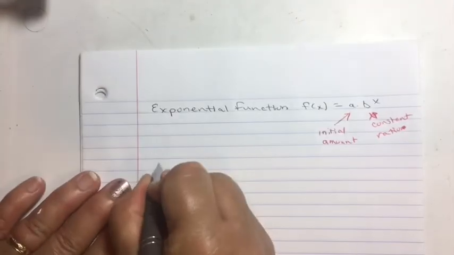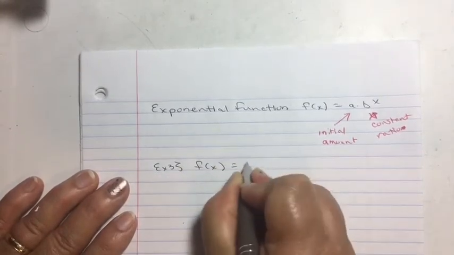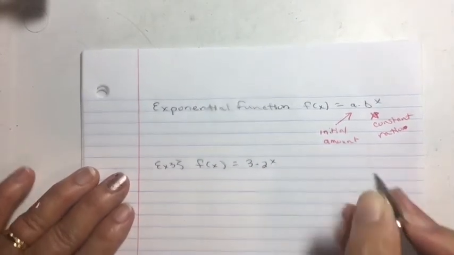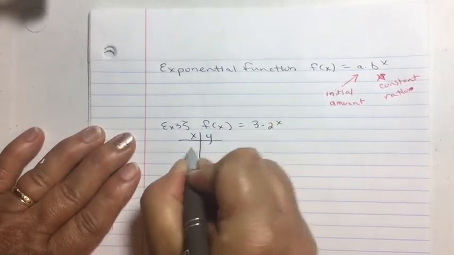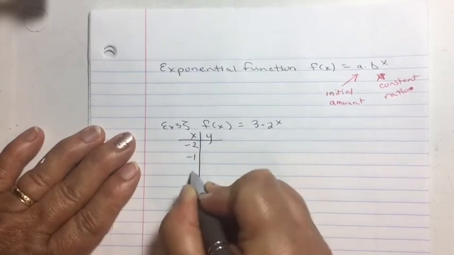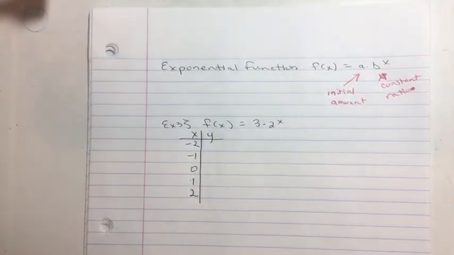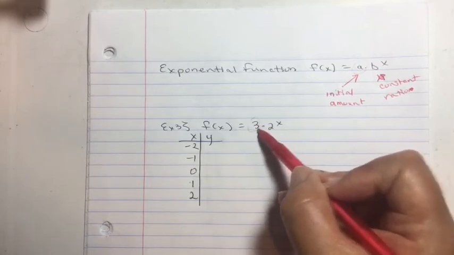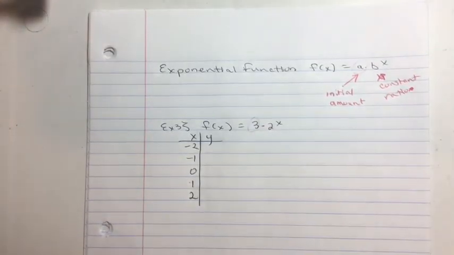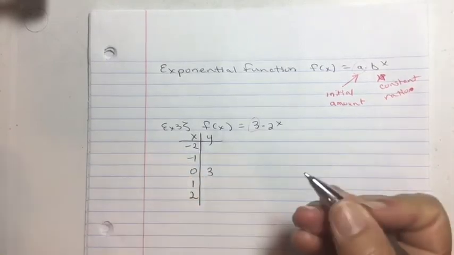All right, example 3. This time our function is going to be 3 times 2 to the x. Let's do a table of values. Okay, what's the initial amount? 3. So that means that this graph starts out at the 0 value on a 3.